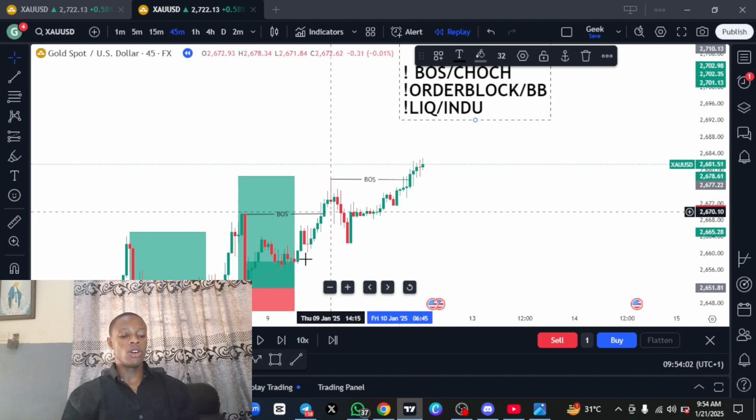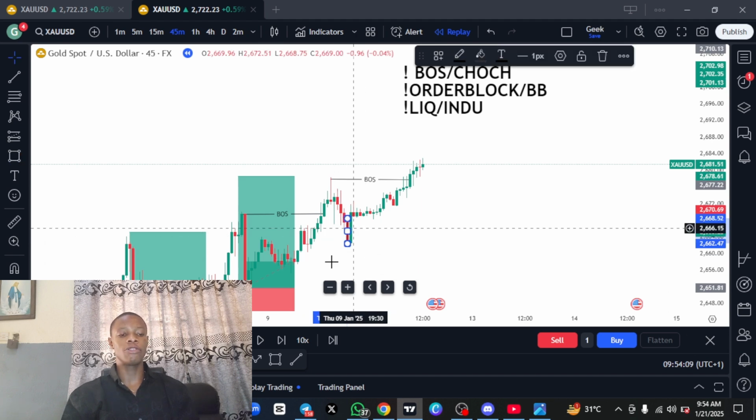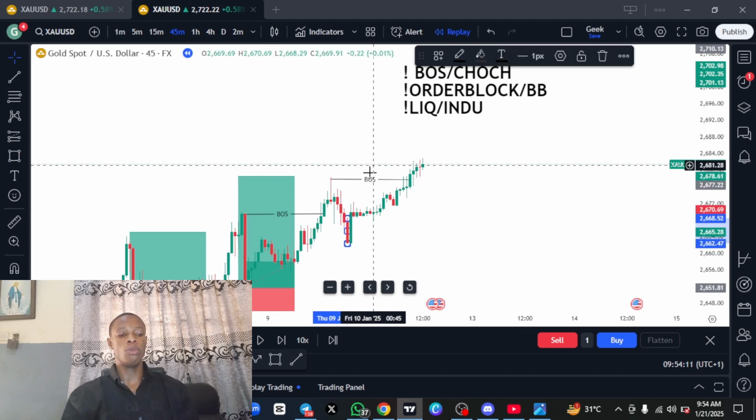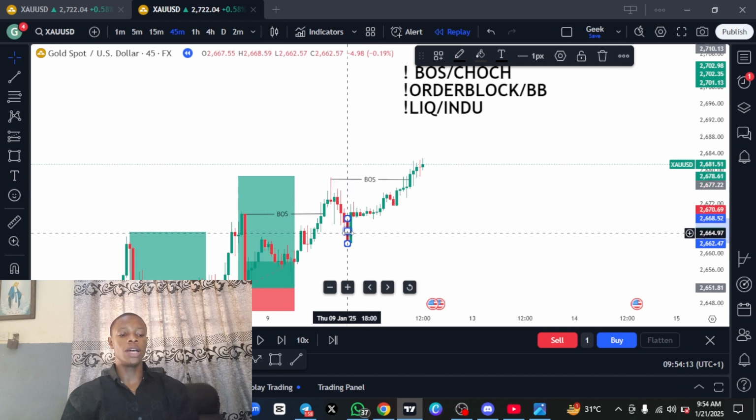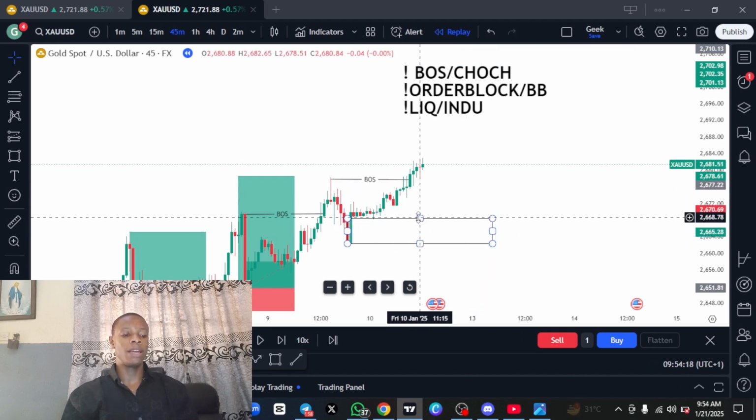Now, the next thing is order block. Order block is where I take my trade from. Right, so the last opposite candle, which is this last red candle before the price started going up to break this structure, is an order block, and this is where I plan on taking trade from. This is where I take my trade from.